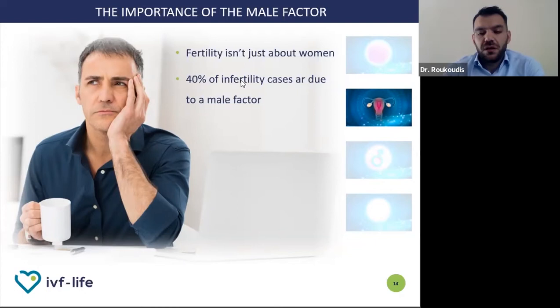The World Health Organization criteria are very straightforward. Important is that the volume of the sperm sample is above 1.5 milliliters. The concentration should be more than 50 million. The motility should be at least 30%, and the morphology should also be at least 4%.